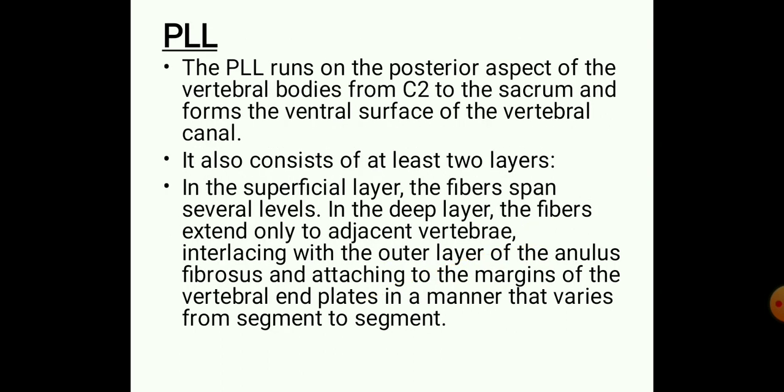Next one is the posterior longitudinal ligament. The posterior longitudinal ligament runs on the posterior aspect of the vertebral bodies from C2 to the sacrum and forms the ventral surface of the vertebral canal. It also consists of two layers. In the superficial layer, the fibers span several levels. In the deep layer, the fibers extend only to adjacent vertebrae, interlacing with the outer surface of the annulus fibrosus and attaching to the margins of the vertebral end plates in a manner that varies from segment to segment.